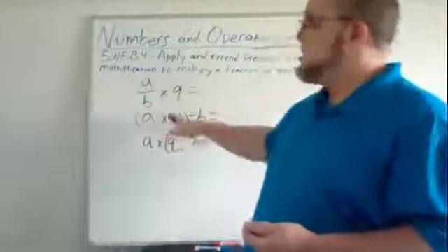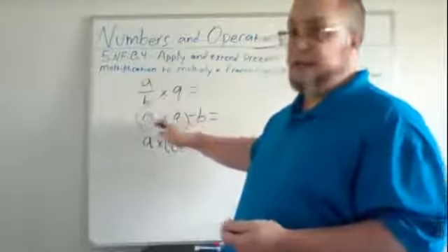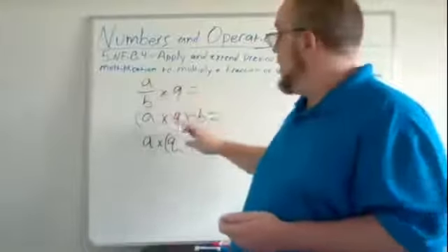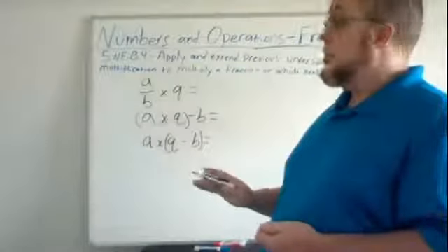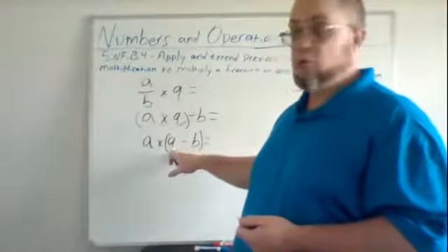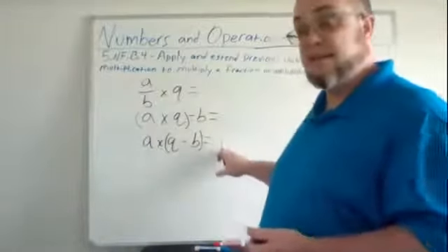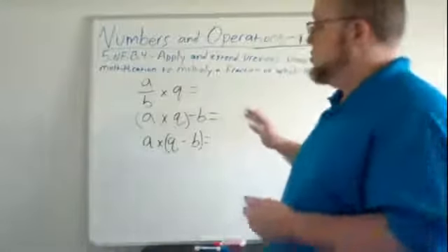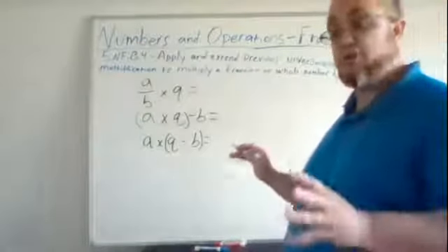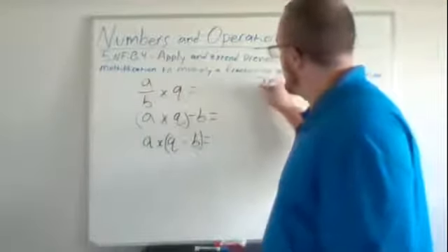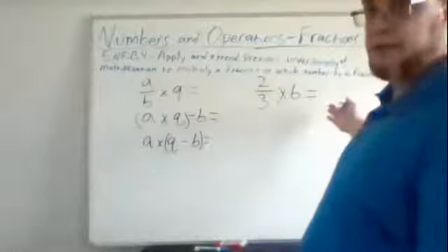Now, when you write your equation out, you can either multiply A times Q before you divide it by B to get your answer, or you can divide Q by B before you multiply it times A to get the same answer. So let's use real numbers in the equation now. So for this equation, I'm going to use 2/3 for my fraction. So 2/3 times 6 equals blank.